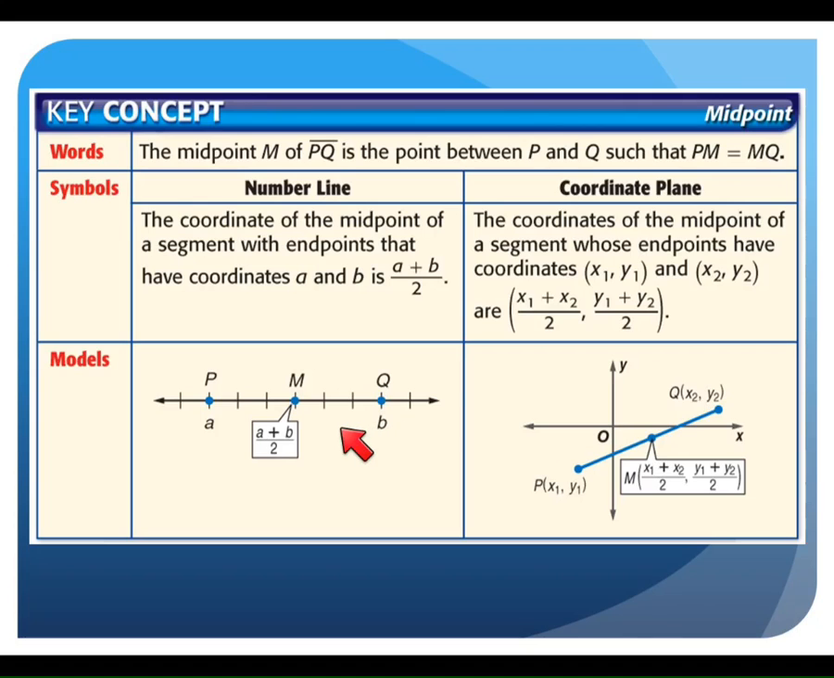That's 8 divided by 2, which is 4. The midpoint would be at 4. Okay. On a coordinate plane, it's the exact same thing, except you just have to do it once for the average of the x coordinates and once for the average of the y coordinates.